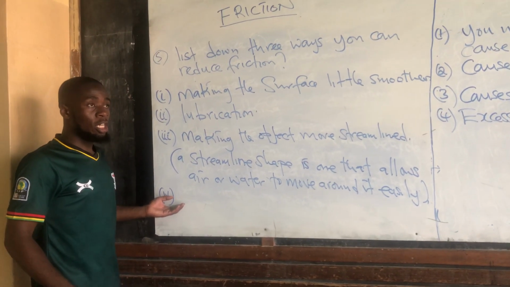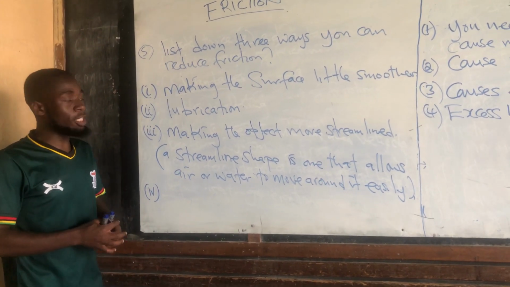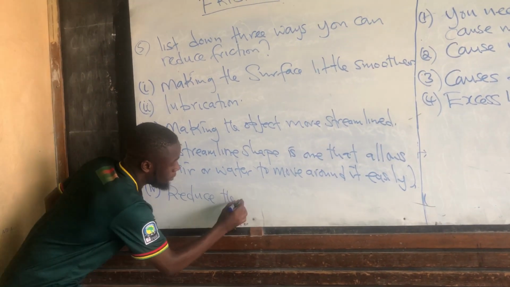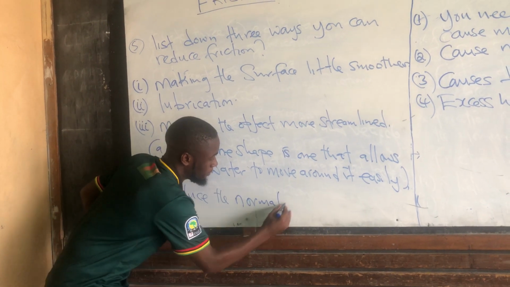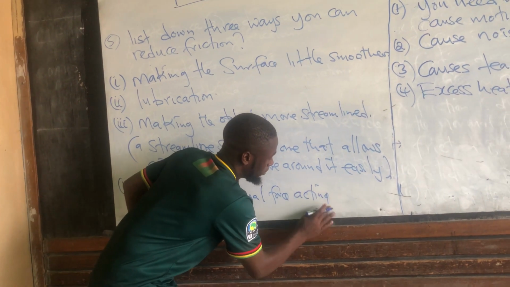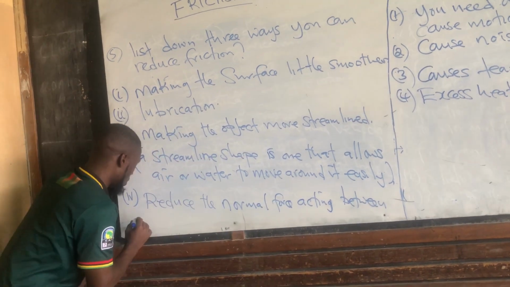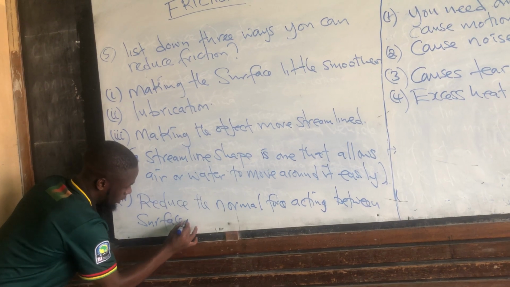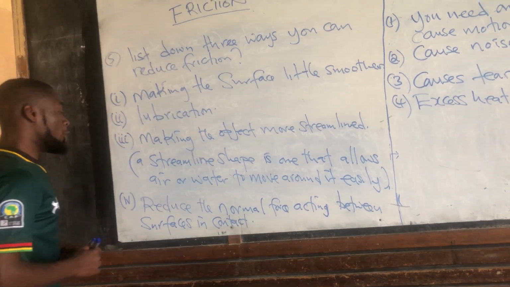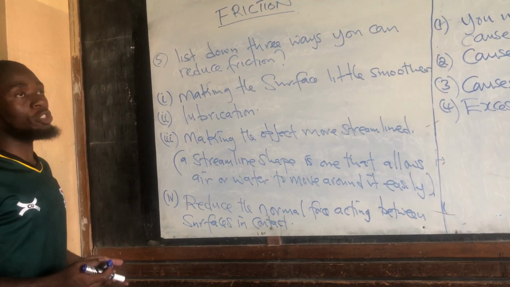Okay, number 4 here, you need to reduce the frictional force acting between surfaces in contact. So reducing the normal force acting between surfaces in contact will also reduce the frictional force.